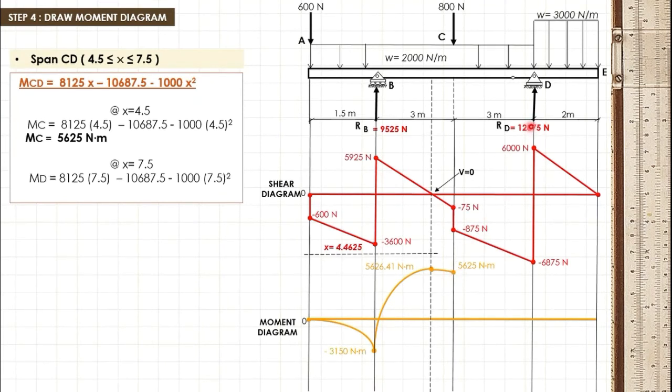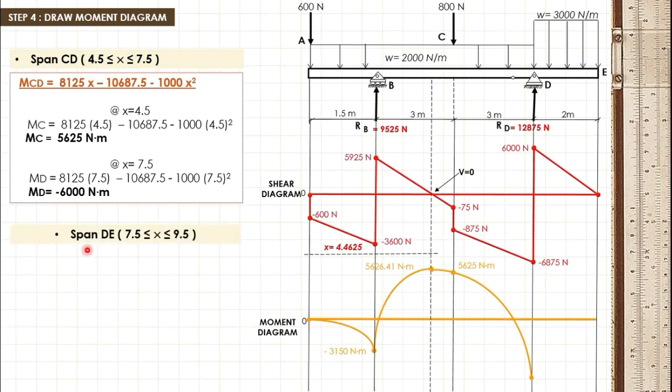Next, at point D, where x is equal to 7.5 meter, by substituting the value of x to this moment equation, we get negative 6,000 Newton meter. Since we have a negative moment here, that's why we will be plotting it below our reference line.